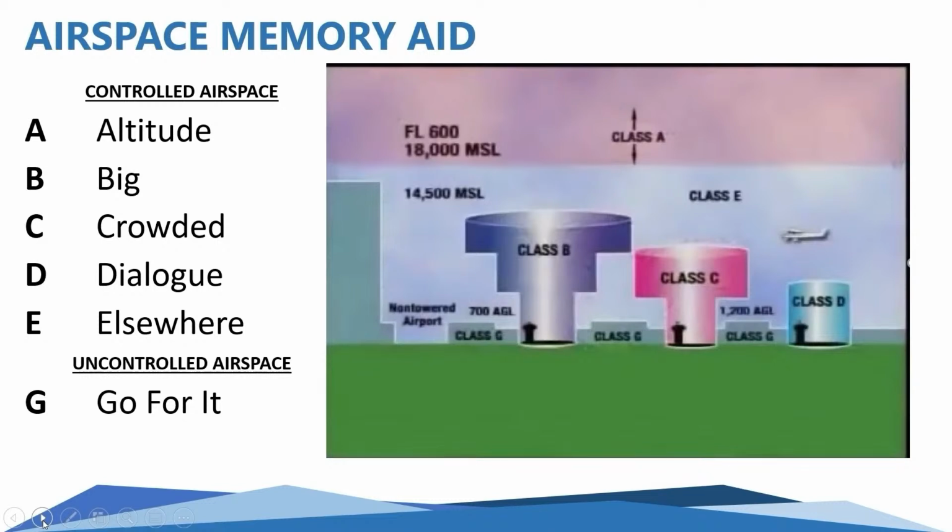But the basic premise is that we have all these different types of airspace: Alpha, Bravo, Charlie, Delta, Echo, and then Golf. Don't ask me what happened to Foxtrot; it's not included. But at the end of the day, there's actually only two different types of airspace. There's controlled airspace, which is all the letters A through E at the top, and uncontrolled airspace, which is G.